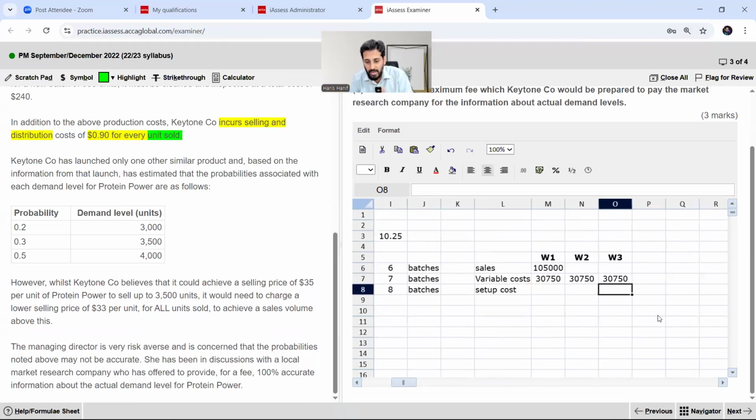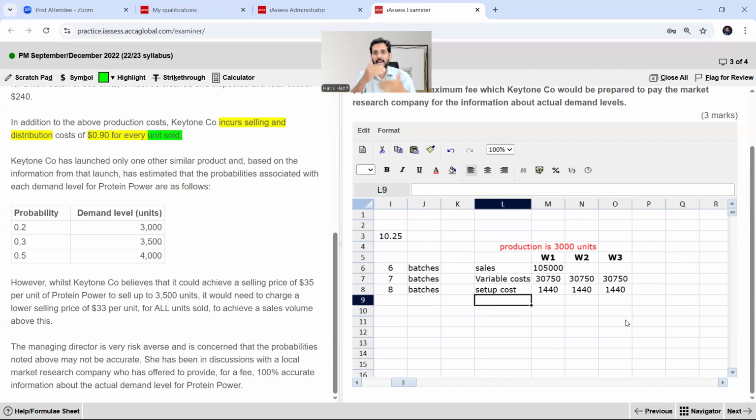So in all these 3 workings, I am producing 3000 units. For our convenience, I have written it over here. Production is 3000 units, right? So what is the setup cost? It is equal to 240 multiplied by 6. You can just copy paste over here. So simple. Setup cost has been done.